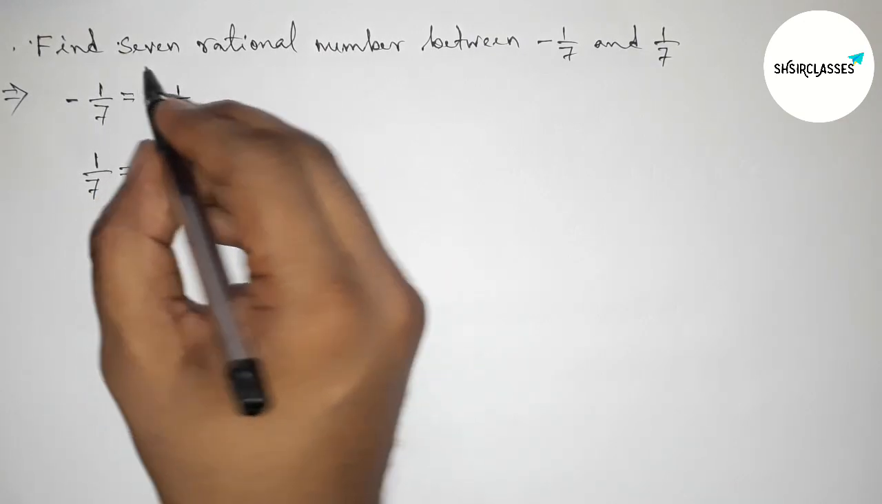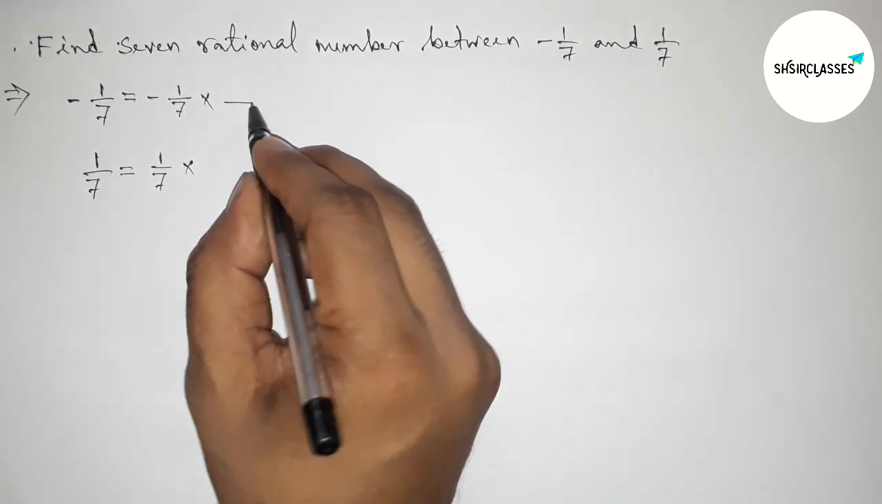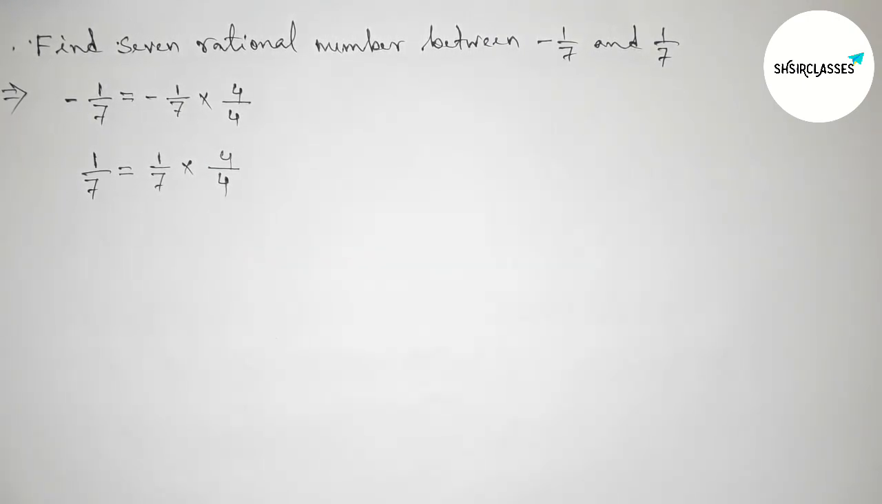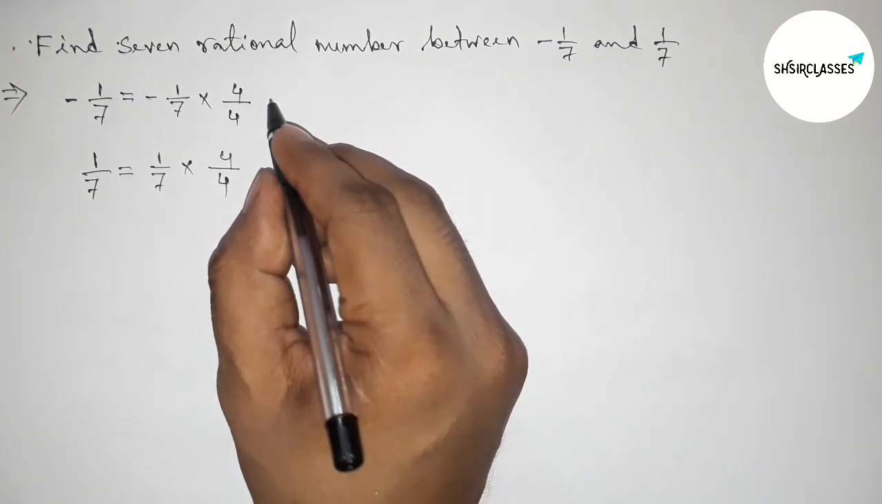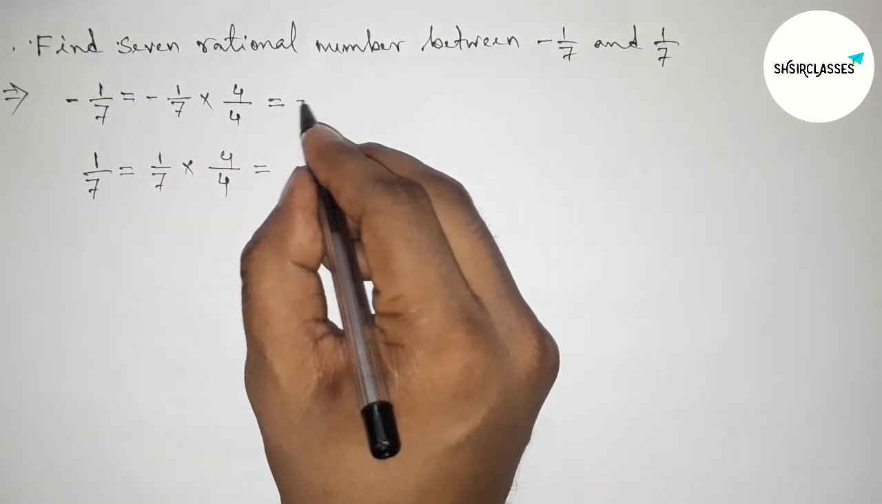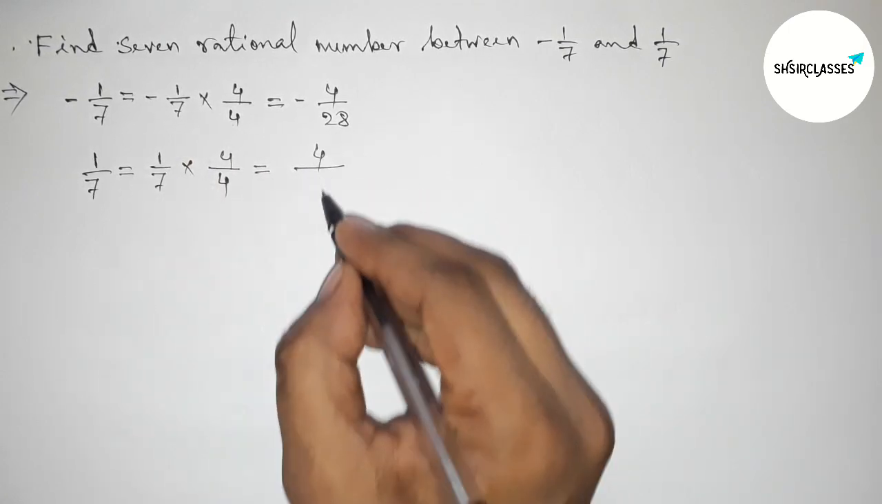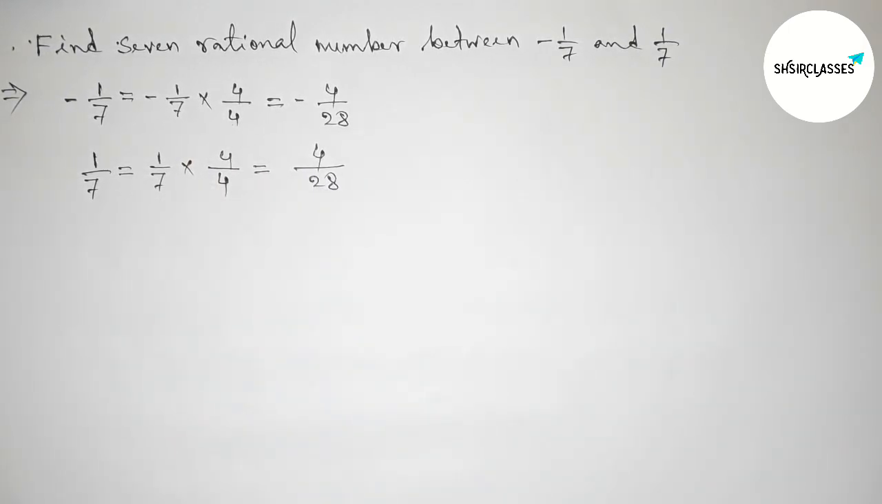For 7 rational numbers, we have to multiply both numbers by 4, up and down, this way. Okay, so now simplifying this, this is minus 4 by 28 and here 4 by 28.